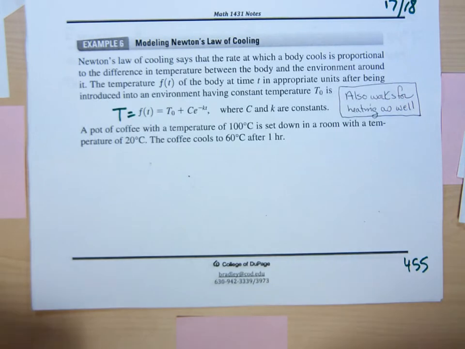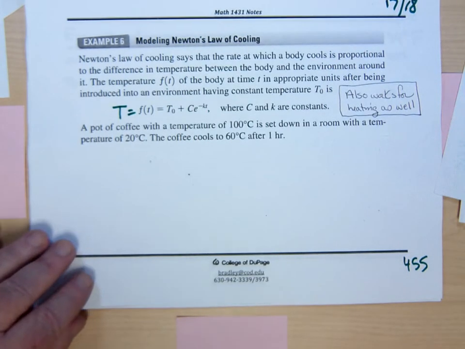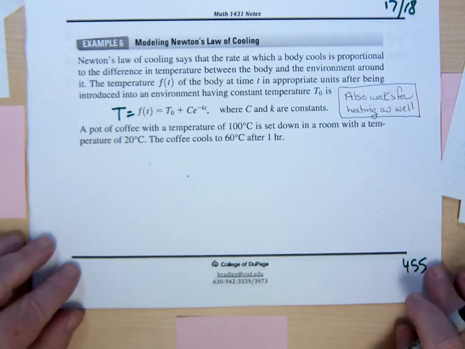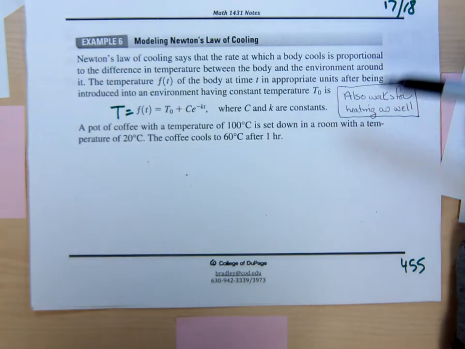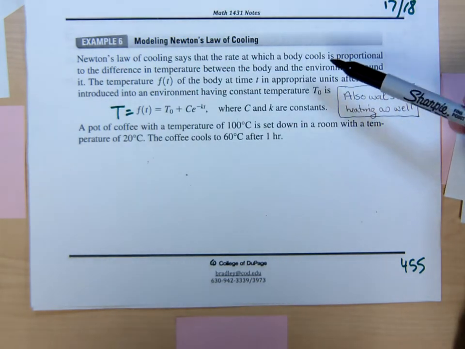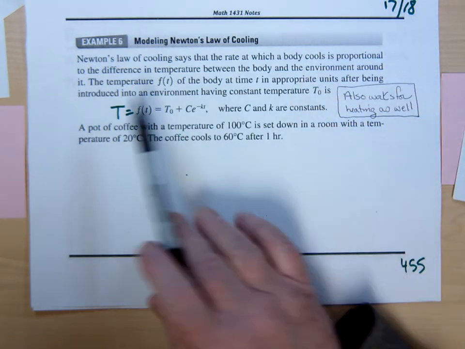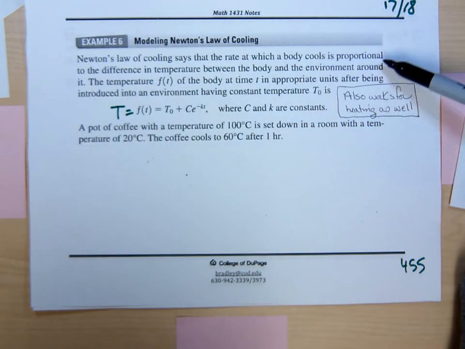The last example that we're going to discuss in this video lecture is called Newton's Law of Cooling, and I did talk a little bit about this before in the video lecture over chapter 4.5, but we'll review it yet again. So here's what Newton's Law of Cooling says. The rate at which a body cools is proportional to the difference in the temperature between the body and the environment around it. A lot of times people will call the environment around it the ambient temperature.